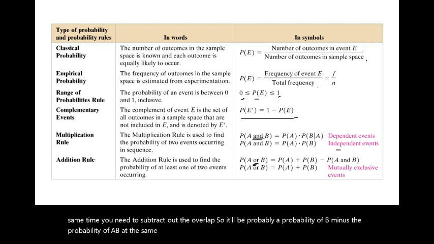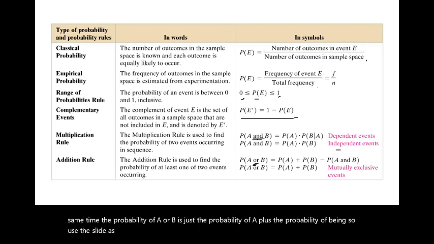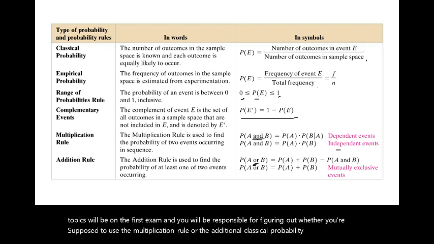If the events are mutually exclusive and cannot occur at the same time, then the probability of A or B is just the probability of A plus the probability of B. So use this slide as a reference when you're studying for your first exam. All of these probability topics will be on the first exam, and you will be responsible for figuring out whether you're supposed to use the multiplication rule or the addition rule, classical probability, or empirical probability. So use this slide as a reference.